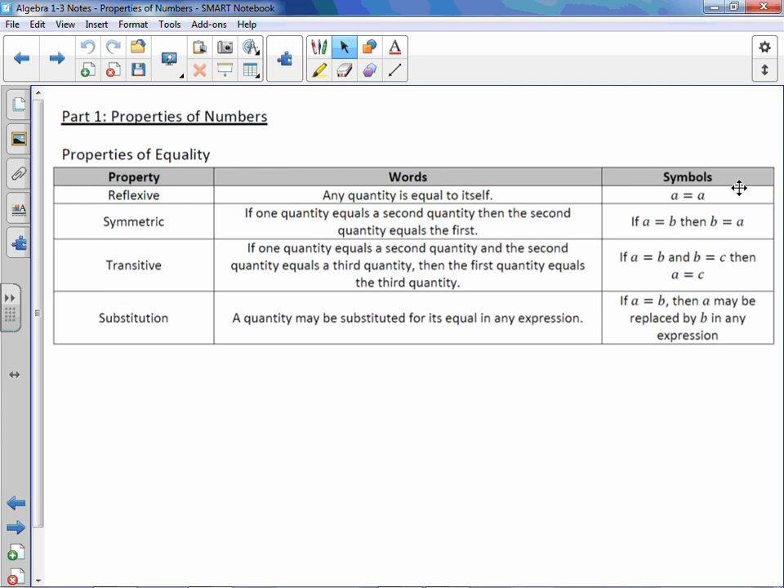Symmetric. If one quantity equals a second quantity, then the second quantity equals the first. So in other words, if A equals B, then B equals A.